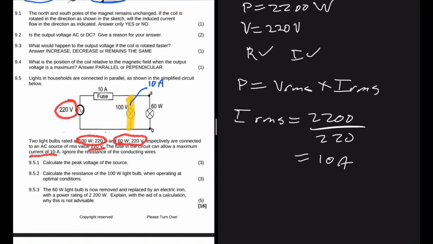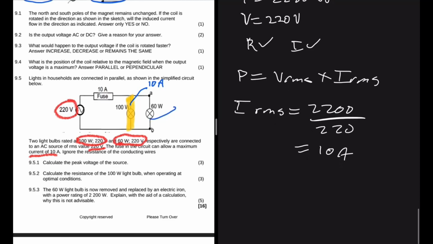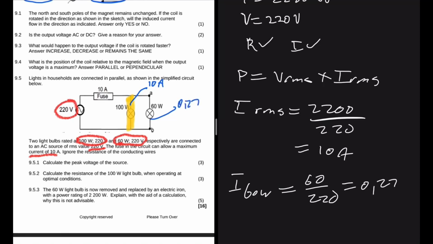But then we also have this line here, which will have its own current. We can actually calculate that current because we know the power there and we know the voltage. So the current of the 60 watt bulb will be equal to the power divided by 220. So let me just put that in my calculator real quick and see what we get. Okay, so we have 60 divided by 220, which is equal to 0.27.